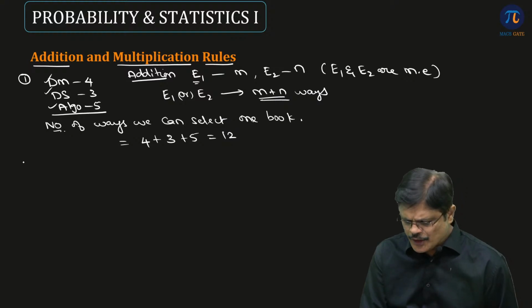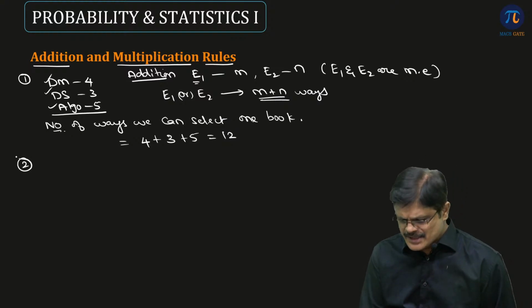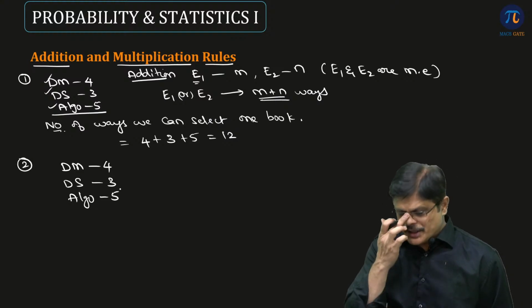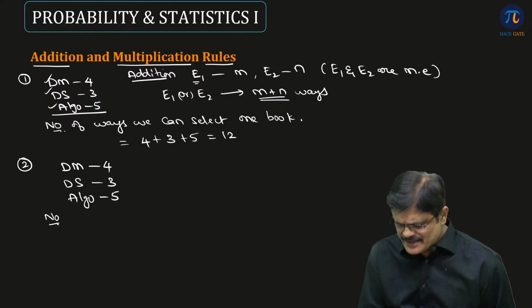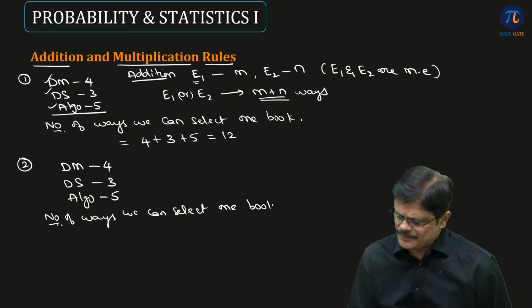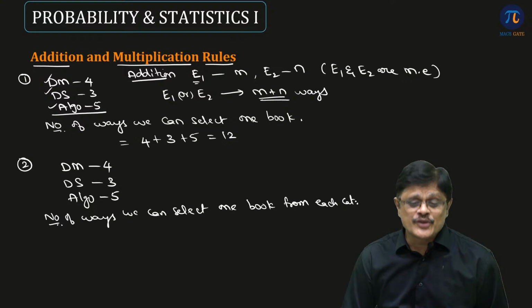This was my first question. Now consider the following question. Suppose you have the same discrete mathematics books 4, data structures books 3, and algorithm books 5. Now the question is, how many ways can we select one book from each category?